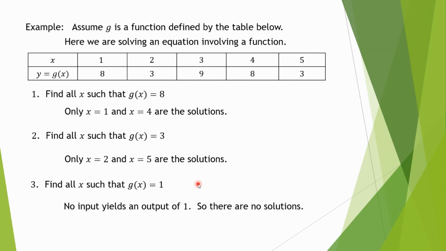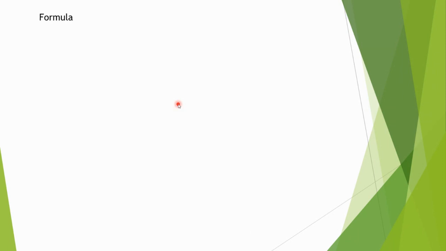Okay, now that's how we can define a function using a table. But as I said before, there's different ways of defining a function. So we have a table. In the first example, we used words. We wrote out in words and sentences what the function does. We can use a formula. And that's what we can do here.